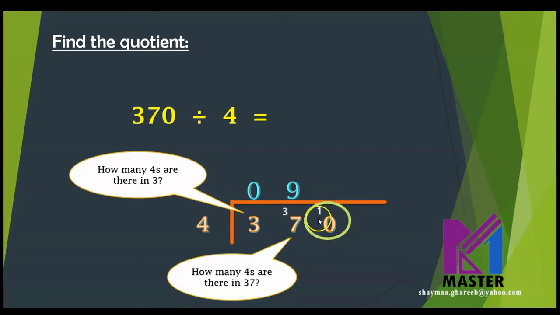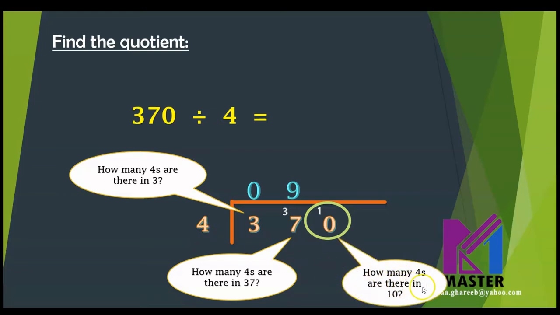I have number, yes, 10. So now 10 divided by 4 means how many 4s are there in the 10? There are 2 4s in the 10, and there is a remainder of 2. So the answer will be 2, remainder 2. I don't have any more digits, so I will write the remainder up in the answer. So the final answer will be 2, remainder 2. So the quotient for this example will be 92, remainder 2.